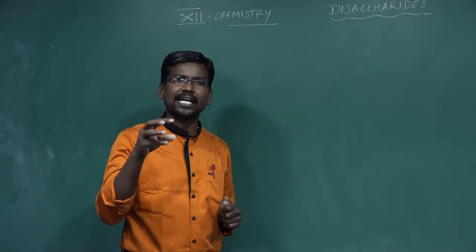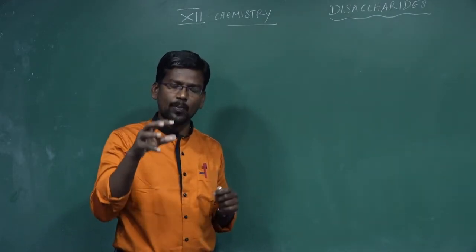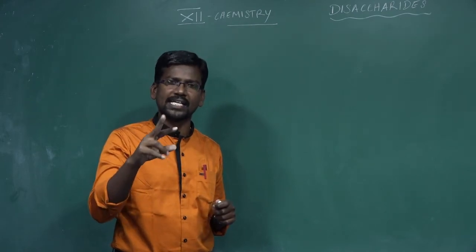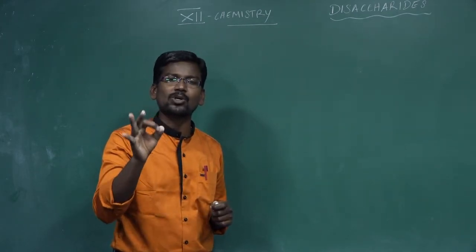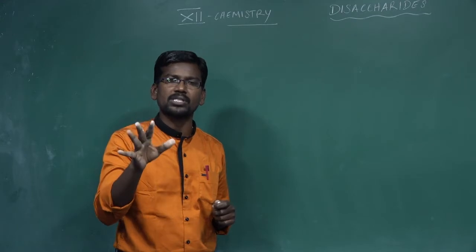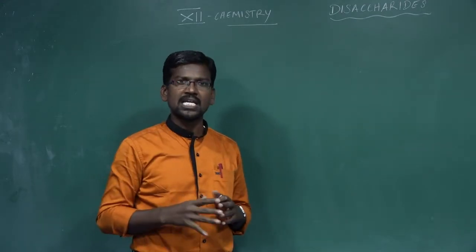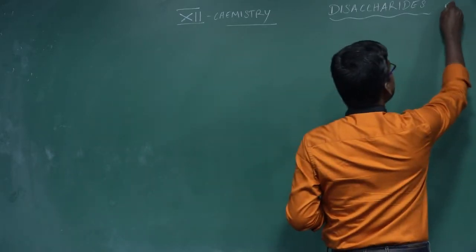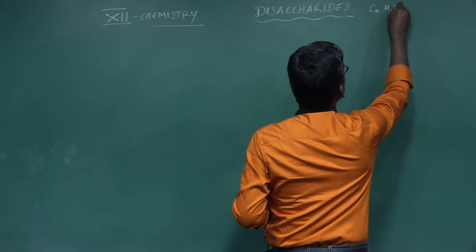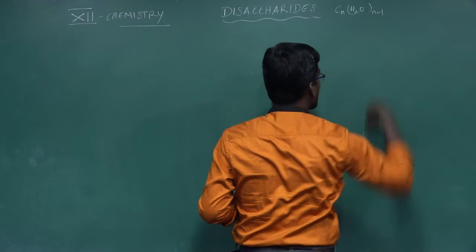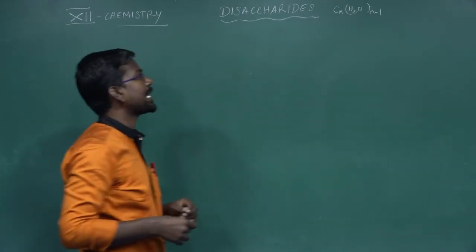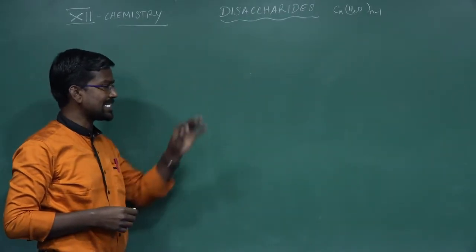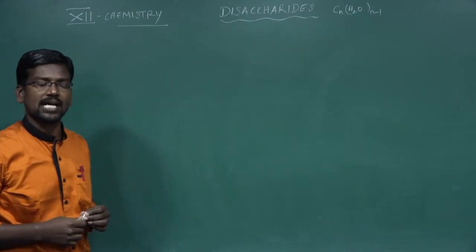In the disaccharide molecule, two monosaccharides are linked through a glycosidic linkage, or oxide bridge, or ether linkage. The general formula of disaccharides is CnH2O(n-1). It is the general formula of disaccharides.